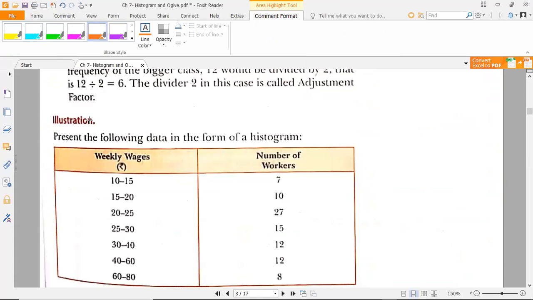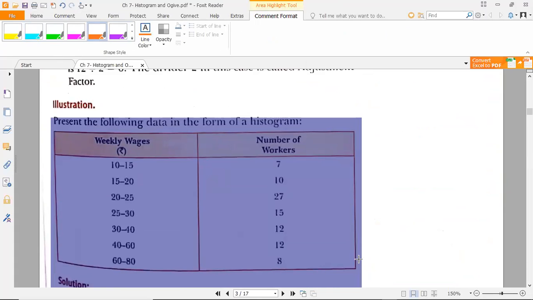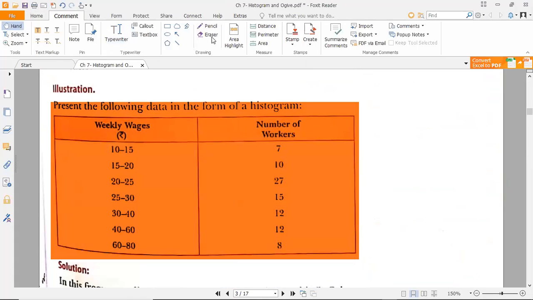This is the question that we are having. Present the following data in the form of a histogram. We have weekly wages 10 to 15, 15 to 20, 20 to 25, 25 to 30, and so on, and the number of workers. Now over here, you can see the class intervals are actually not equal. Here the gap is 5, then again 5, 5, then again 5, 30 to 40 the gap is 10, then here the gap is 20, again the gap is 20.